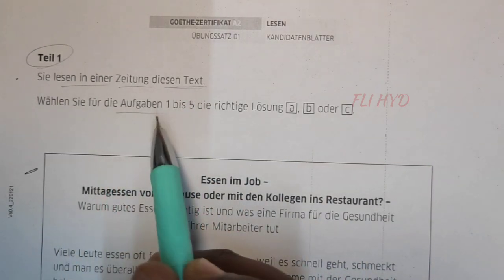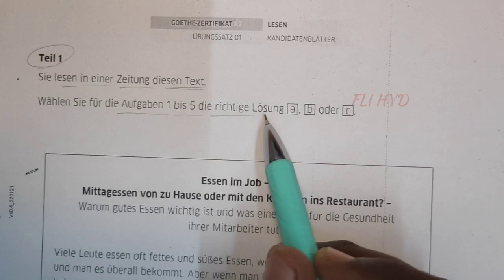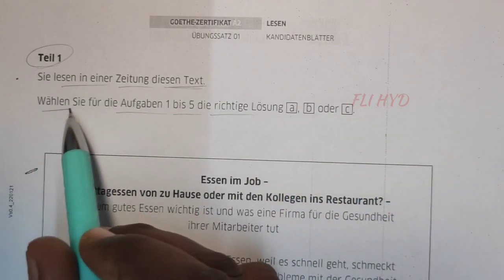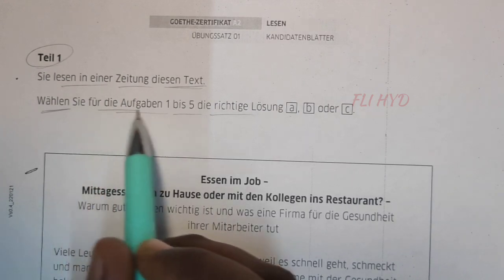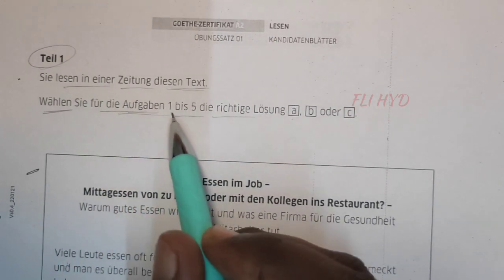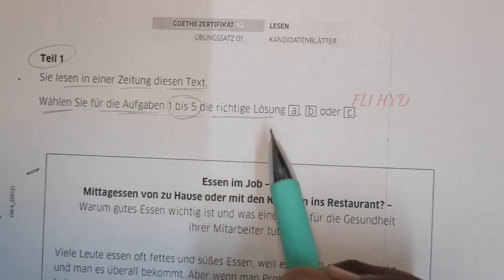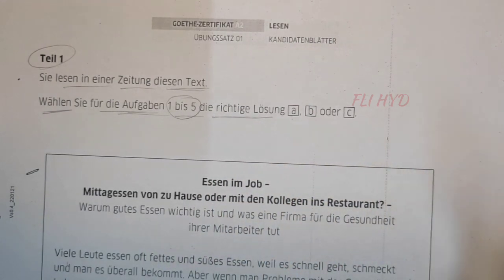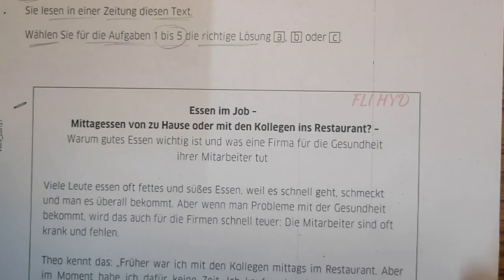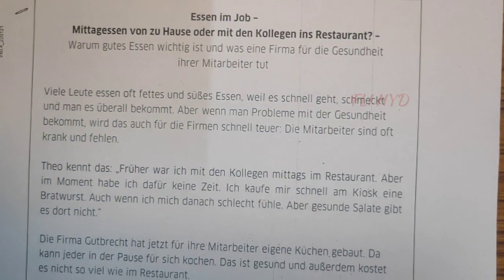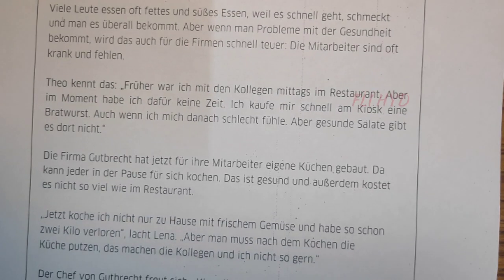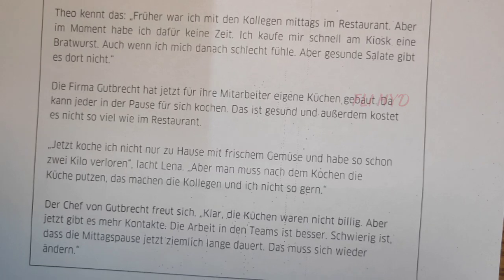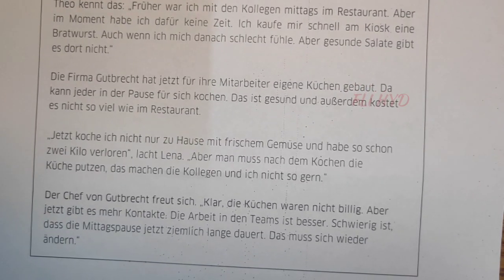Wählen Sie für diese Aufgaben 1 bis 5 die richtige Lösung A, B oder C. Wählen, to choose. Wählen Sie, you choose, für die Aufgaben, for the tasks from 1 to 5, die richtige Lösung, the right solution, A, B oder C. So this is a comprehension. A text is given, so we have to read the text followed by the questions. We have to answer those questions and check which option is the right one, A, B, C.